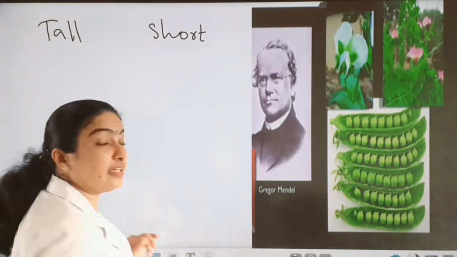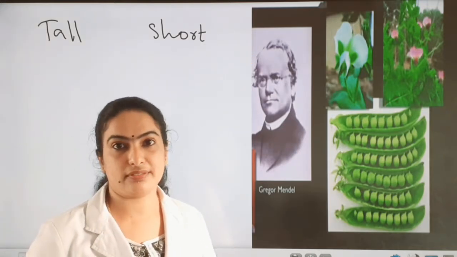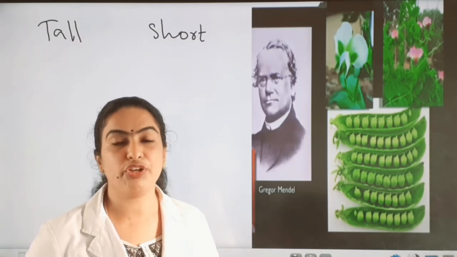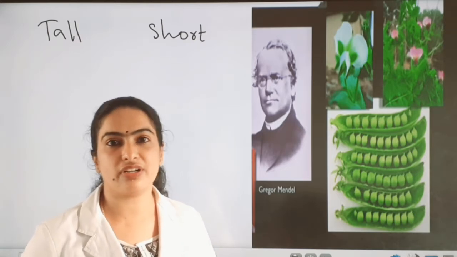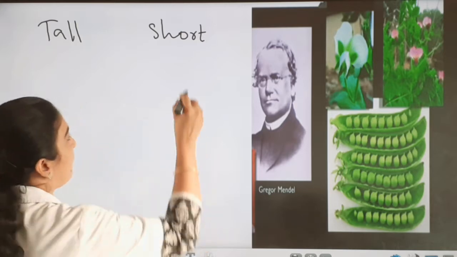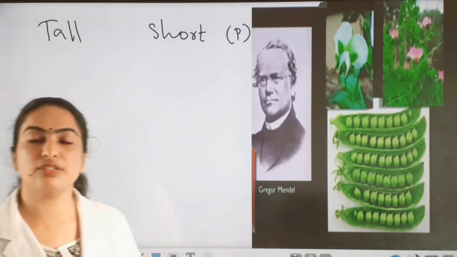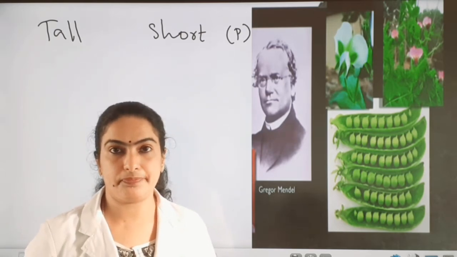So we can call it the phenotype. Tall and short are the phenotypic characters of the P generation. What is the P generation? Parental generation. So these are the phenotypic characters of the P generation.